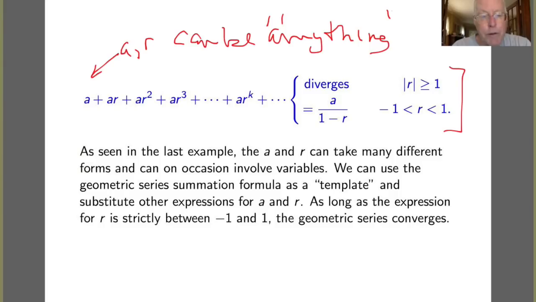So two very important concepts in this video: the nth term test, which is a great way to tell if a series diverges, and the geometric series. We will see a lot of geometric series in our future work in this chapter.